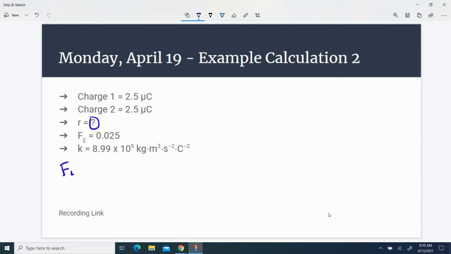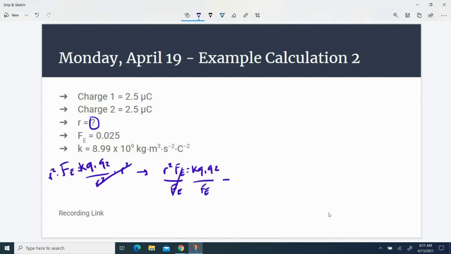So remember, our formula is Fe equals K Q1 Q2 over r squared, and we're trying to get r by itself. So what I'm going to do is multiply by r squared on both sides of the equation. It'll cancel here, and that means I'll be left with r squared Fe equals K Q1 Q2. Well, I don't want r squared Fe, I want r squared. So I'm going to divide away Fe on both sides.